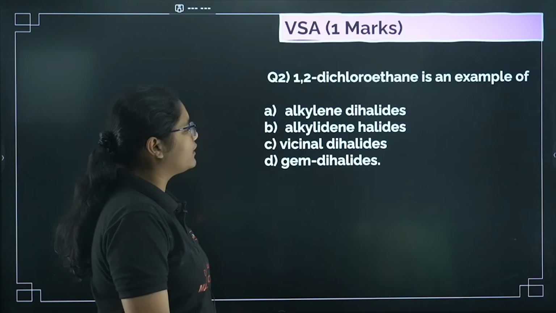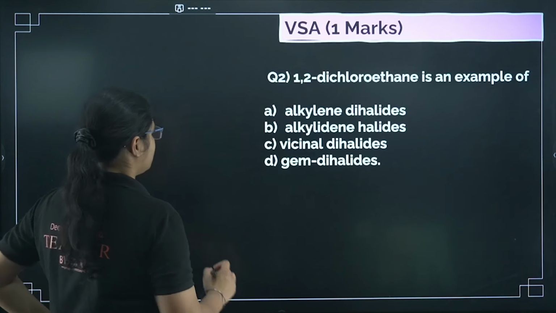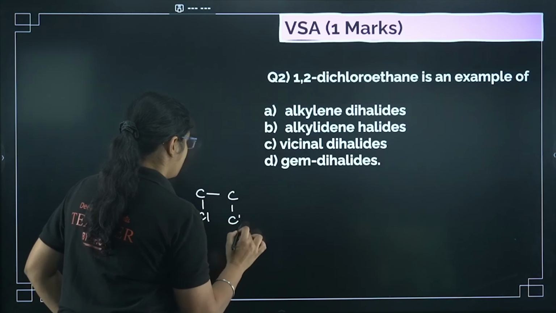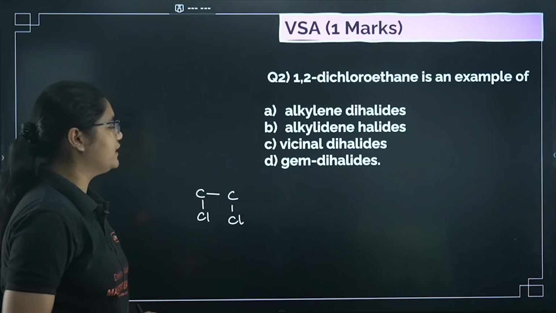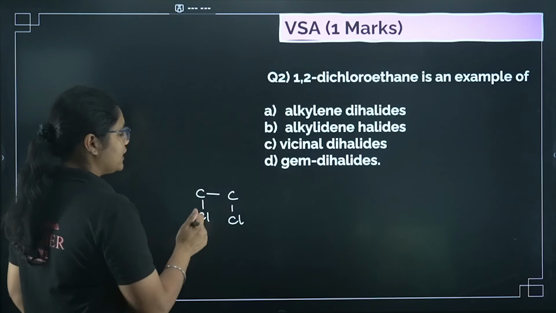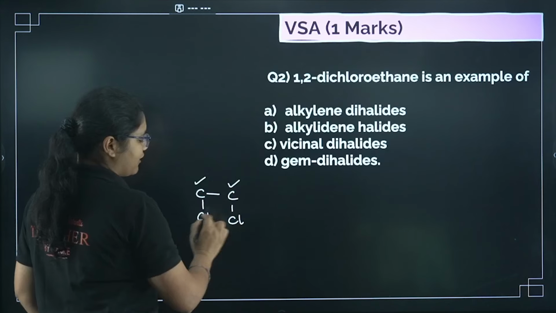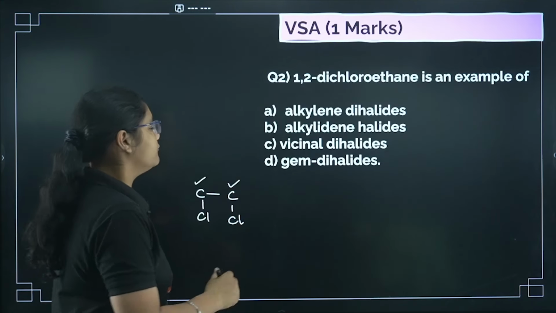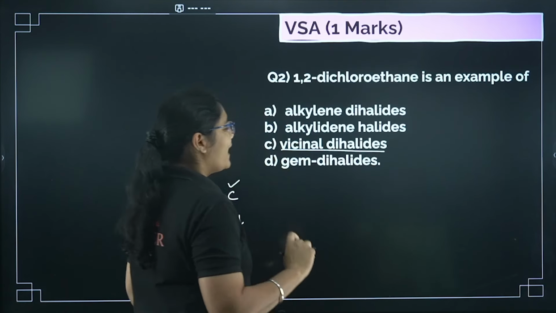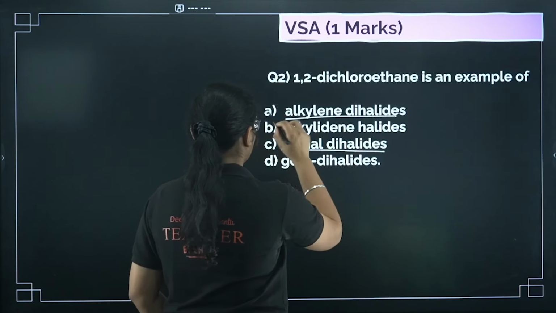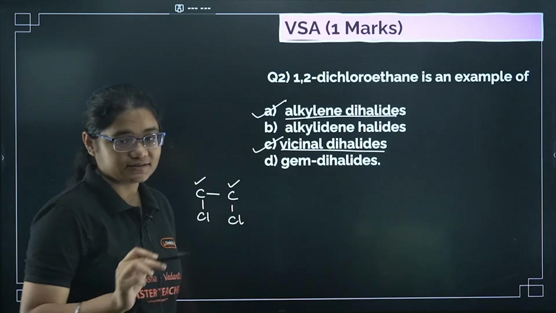Next we have: 1,2-dichloroethane is an example of. Here both chlorines are in the vicinity, meaning very close to each other, so it is a vicinal dihalide, and it is also called an alkylene dihalide. So here both A and C are the correct answers.